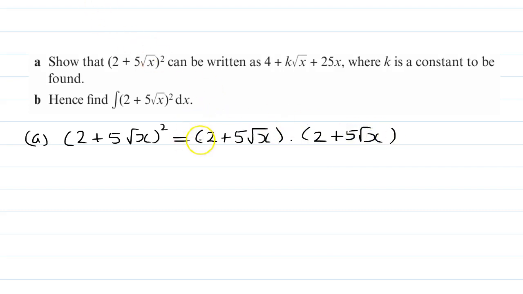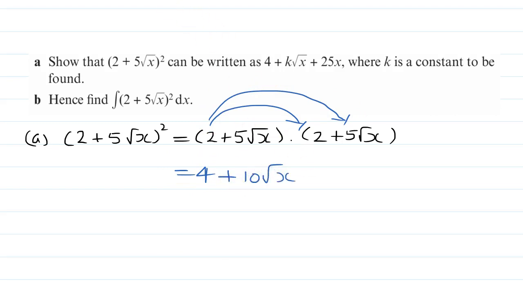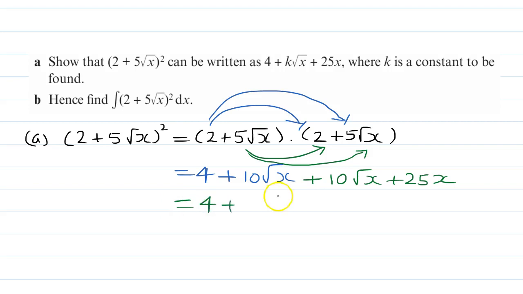Okay, let's multiply. So 2 times 2, that is 4. 2 times 5√x, that is 10√x. Now we can multiply with this. 5√x times 2 is 10√x, and 5√x times 5√x, so 5 times 5 is 25 and √x times √x becomes x. So you can write down 4, this 10√x and 10√x becomes 20√x, plus 25x.